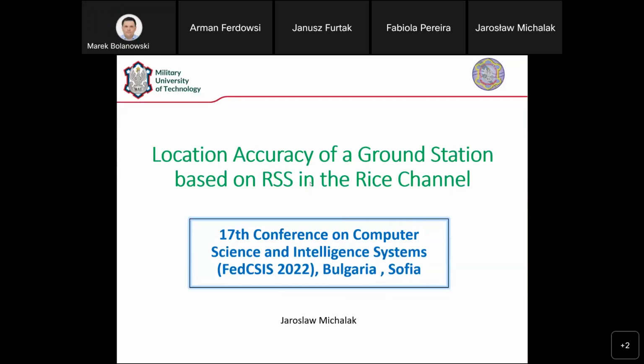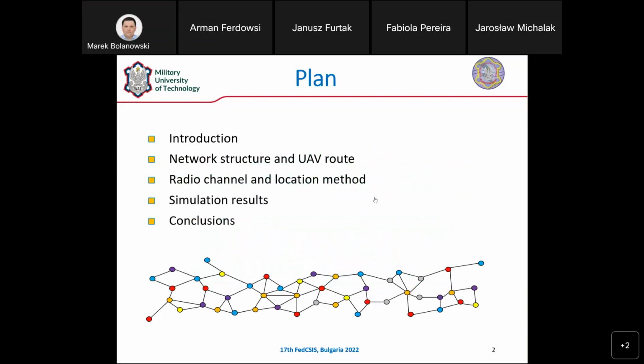Okay, I will speak about the location accuracy of the ground station based on RSS, which means received signal strength level, in the Rice channel using a nonlinear regression function. And in sequence, after the introduction, I will say some words about the network structure and the UAV route, and after that about the radio channel, the location method, and some simulation results.